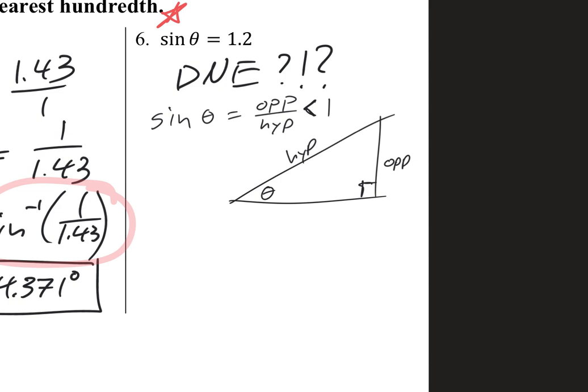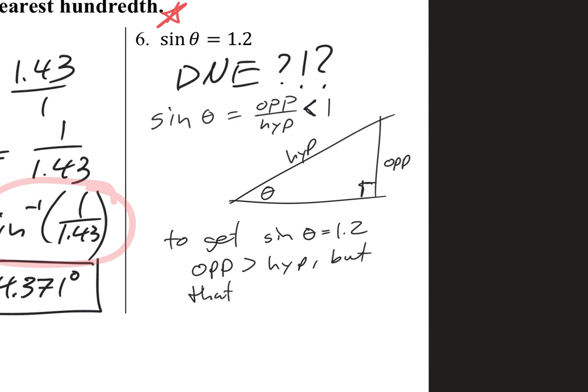So what happens in order to get 1.2? The number on top would have to be bigger than the hypotenuse, right? And so we could say something like, to get sine of theta equaling 1.2, the opposite would have to be bigger than the hypotenuse. But that is impossible. And so that's why this simply does not exist.